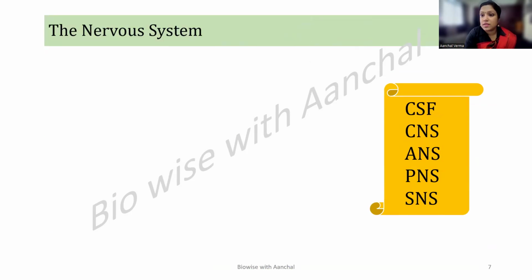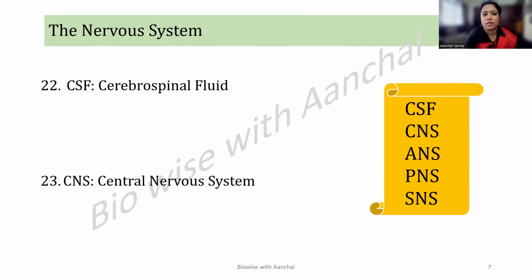Next chapter is the nervous system. You have, how many of you all know the full forms? Write in the comment section. Out of these 5, how many you know with the correct spelling? Write in the comment section. Right? CSF, cerebrospinal fluid, the fluid present in the meninges around your brain and the spinal cord.